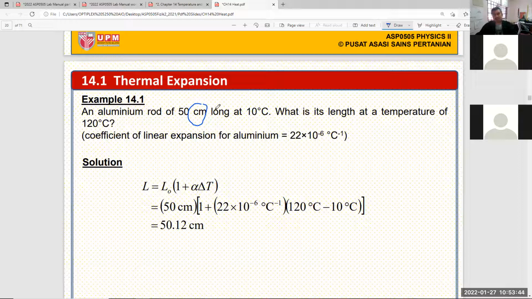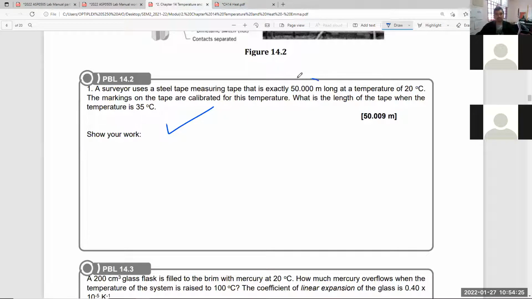Make sure that in this linear expansion, you can remain the unit in centimeter, but the PBL is 50 meter. Now it is also in Celsius. Of course, one is T naught, and then the final temperature. Getting hotter, it will expand. This is T, also in Celsius, don't worry, the answer can remain in centimeter. It will expand, for aluminium, in centimeter. For this example, we are using centimeter. In your PBL, you are using meter.